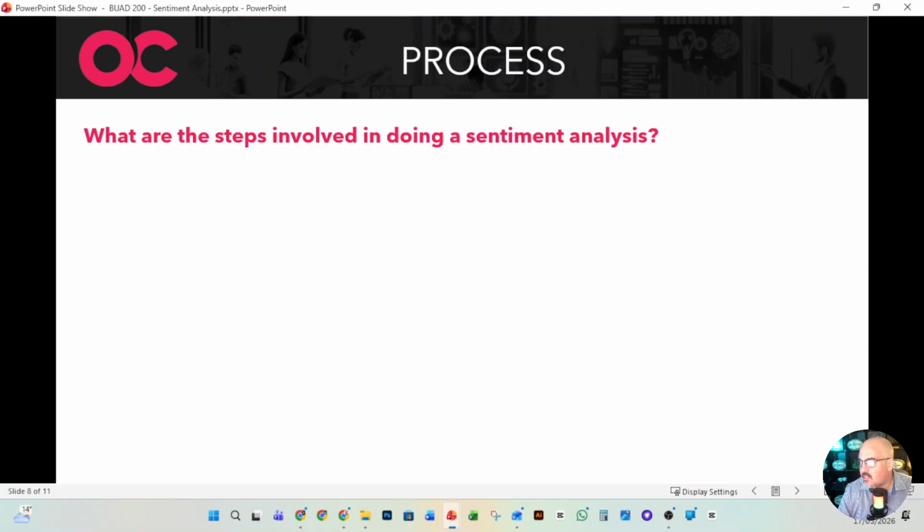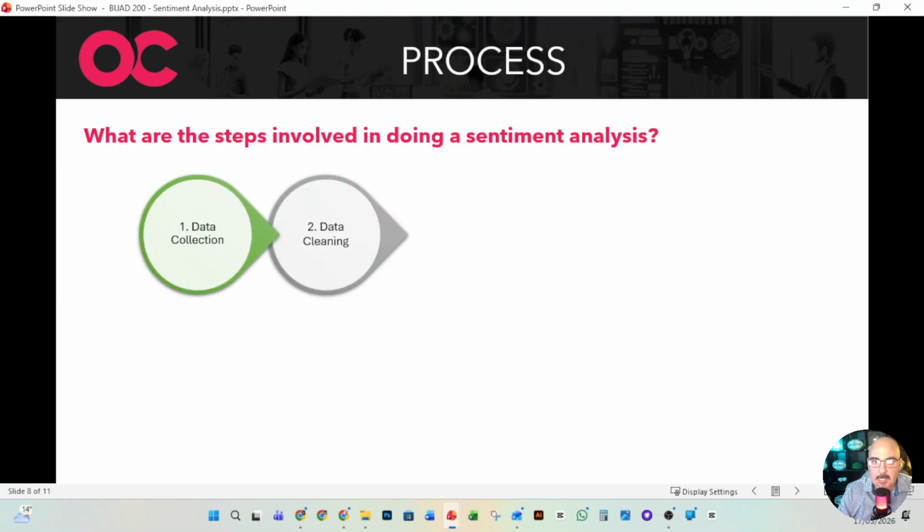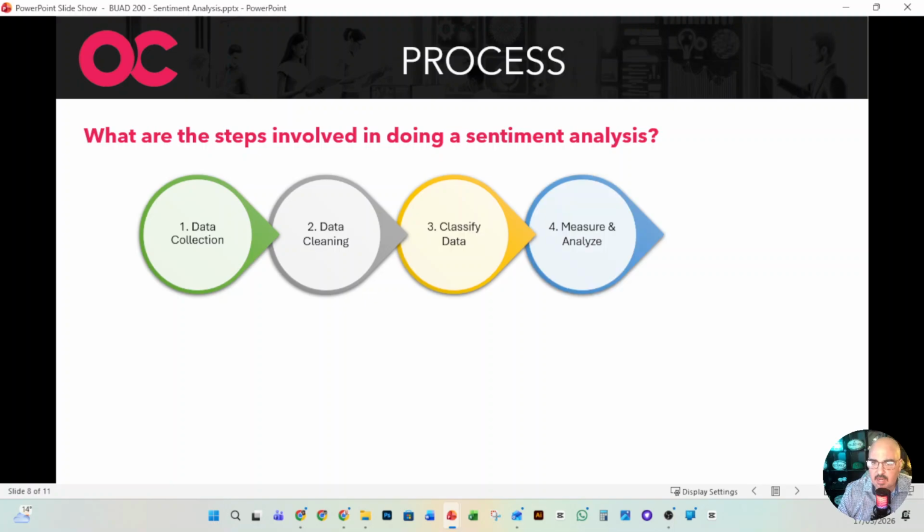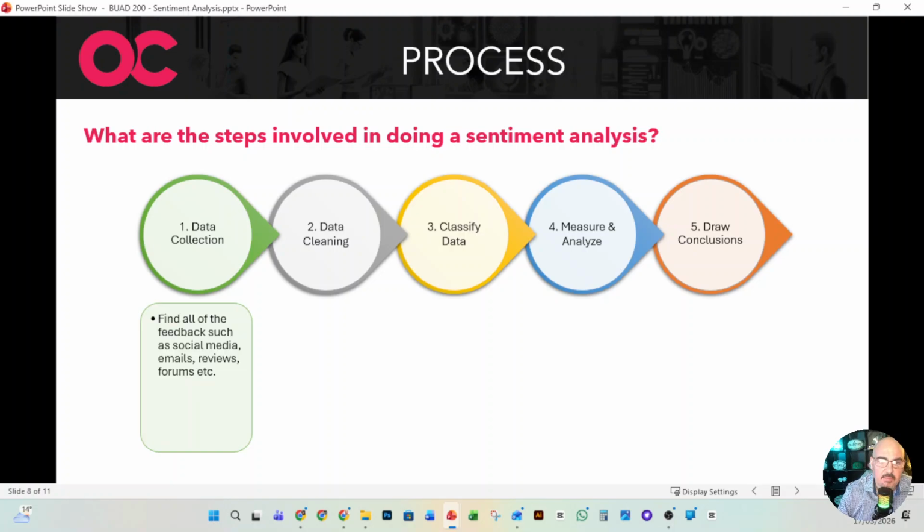Okay, a couple of the steps involved in doing a sentiment analysis. We are going to start by collecting data. Then we are going to clean that data. Then we're going to classify it. Then we're going to measure and analyze it. And then we're going to draw conclusions. So just fleshing that out a bit, guys.